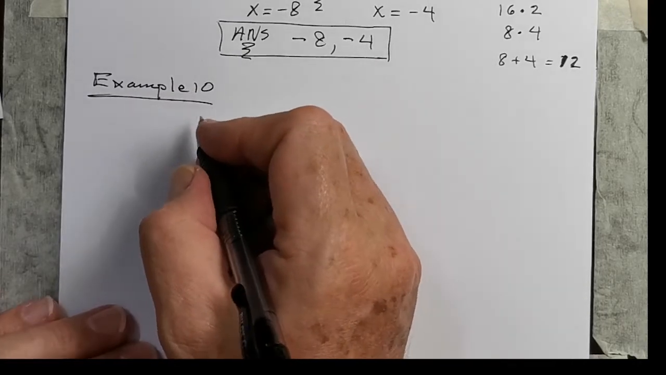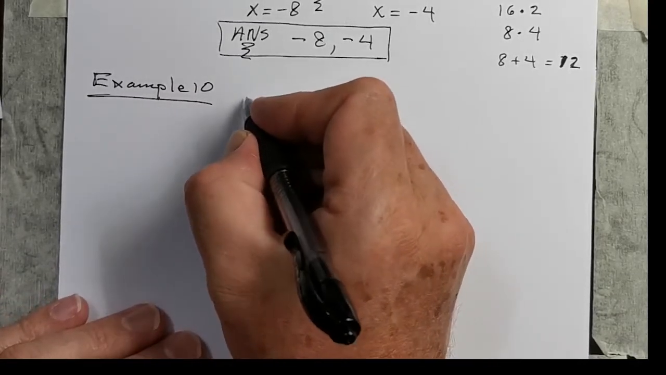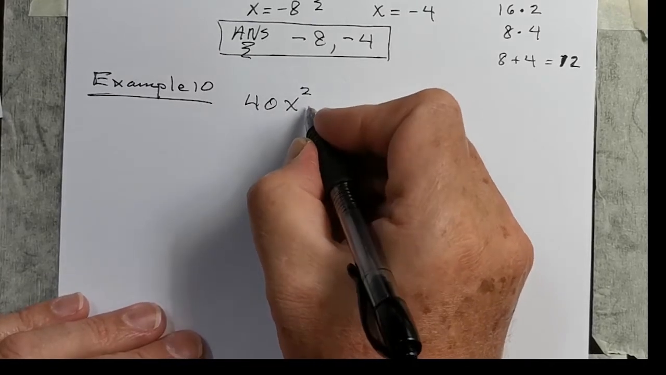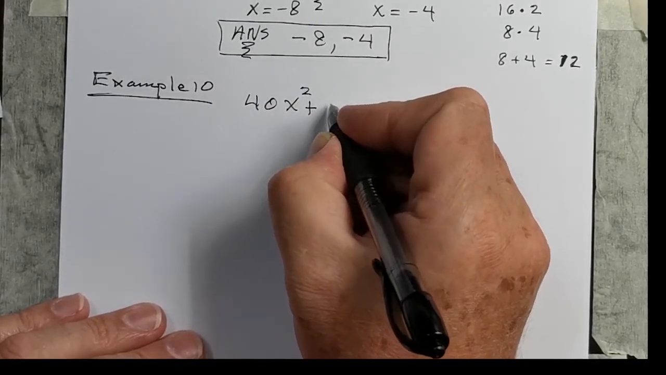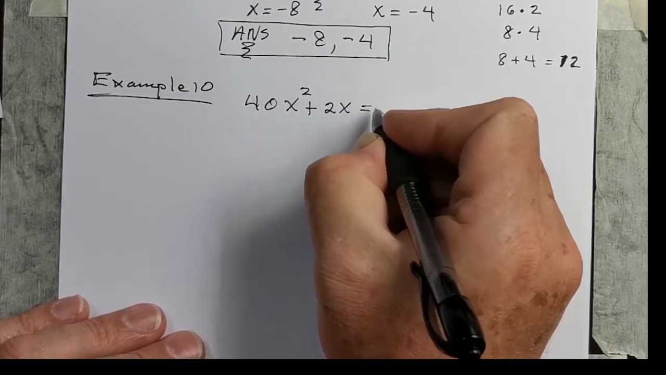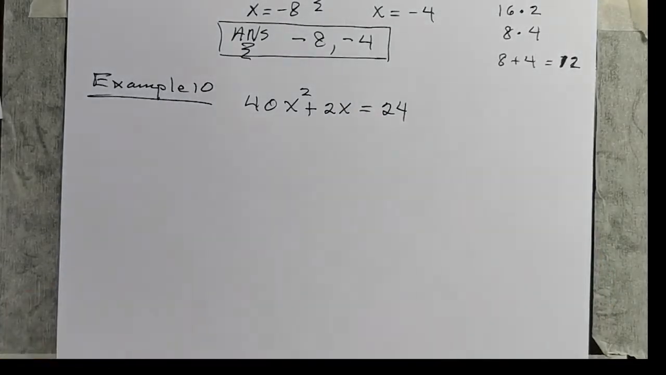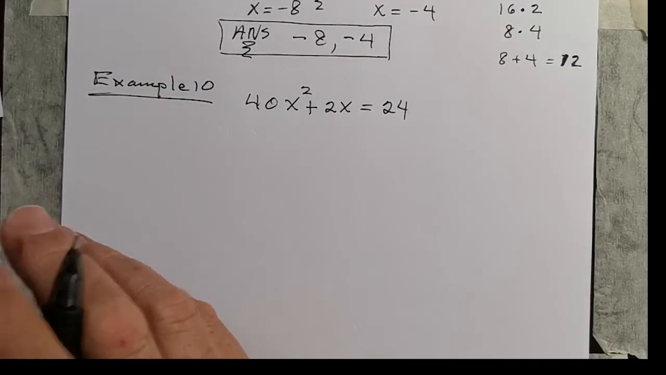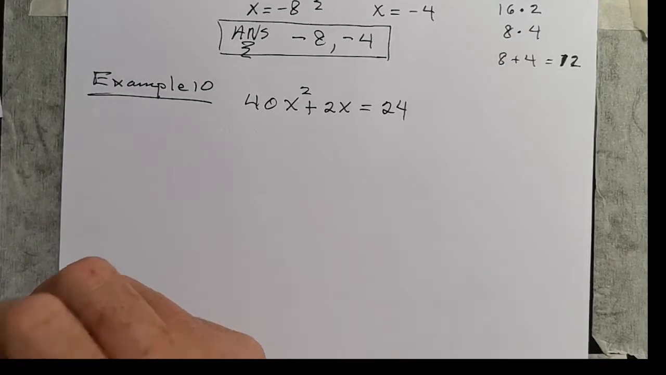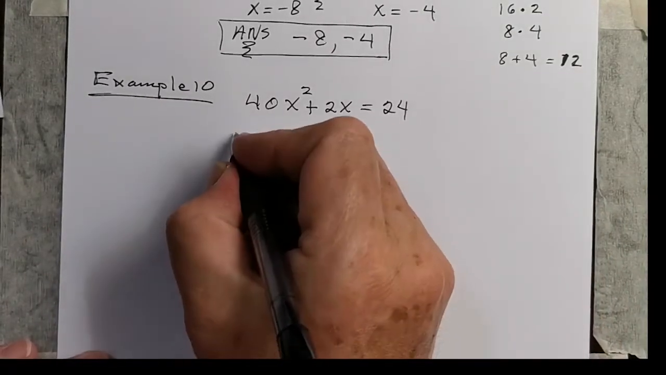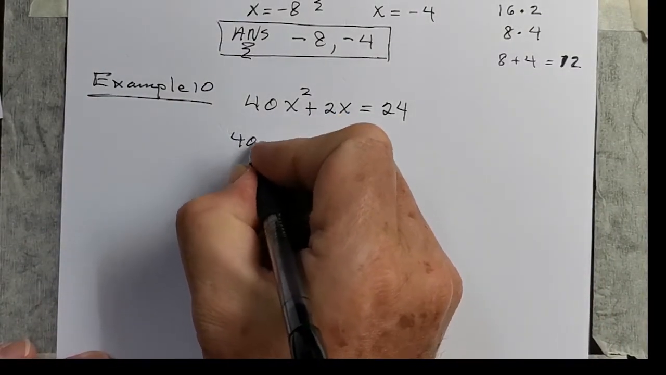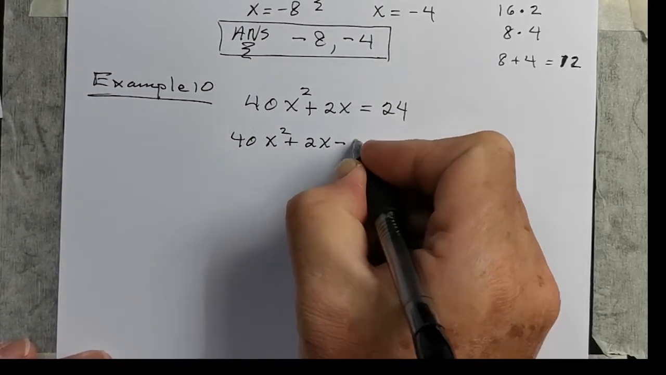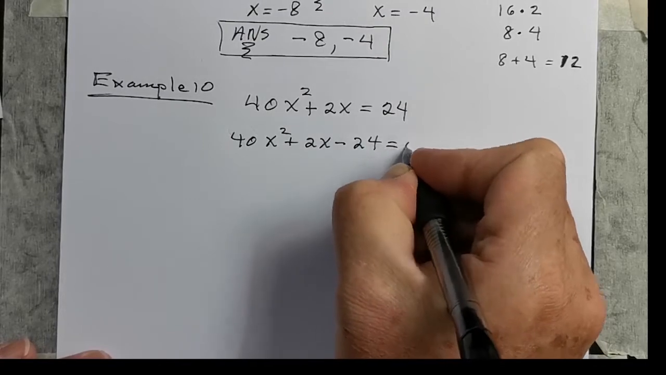Example number 10 is 40x squared plus 2x equals 24. To solve for this, we start off by bringing the 24 to the left. So we bring the 24 over to the left, and this then becomes 40x squared plus 2x minus 24 equals 0.